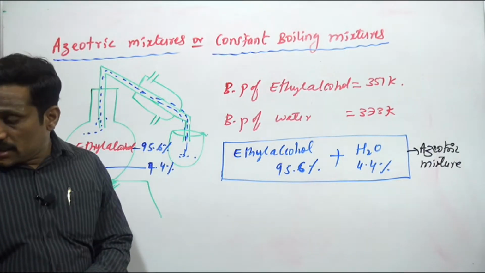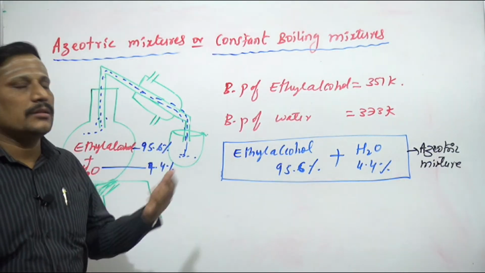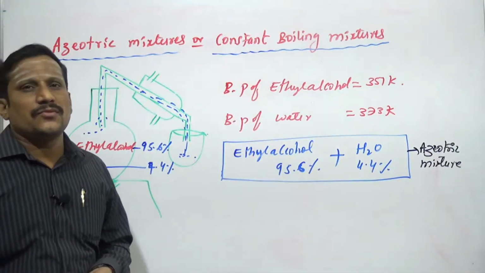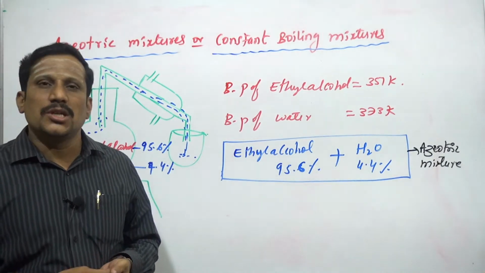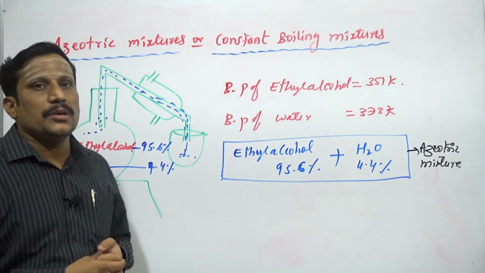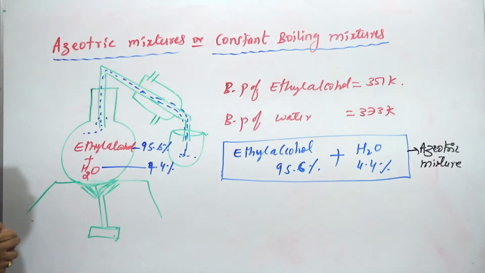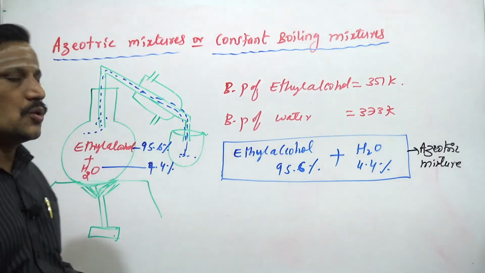Sorry for the interruption. After solutions showing positive deviation from Raoult's law and negative deviation from Raoult's law, they have a concept called azeotropic mixture. This is what I have explained already. Once again, azeotropic mixtures are solutions which boil at constant temperature and can distill unchanged in composition. In Greek, the meaning is boiling without change.